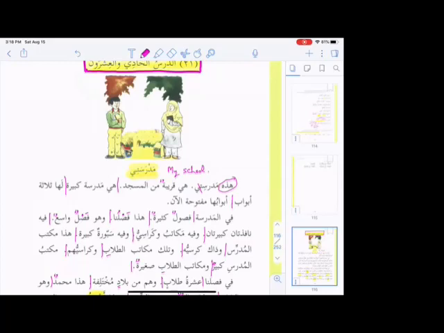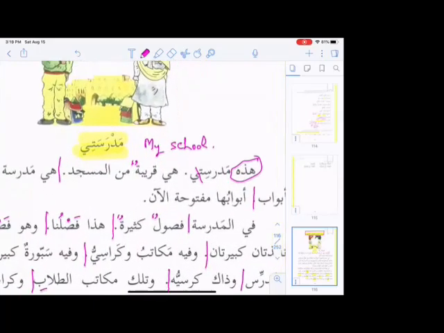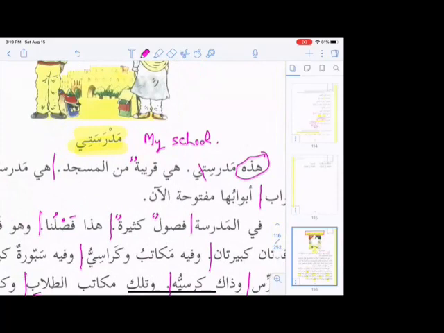Hazihi madrasati. First translate. What will you say? This is my school. So do you see I put a line here? What is madrasati, my brothers and sisters? What is madrasati? My school. So it is actually madrasatu.